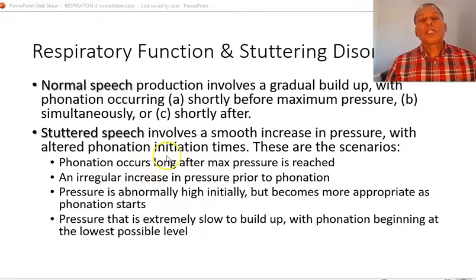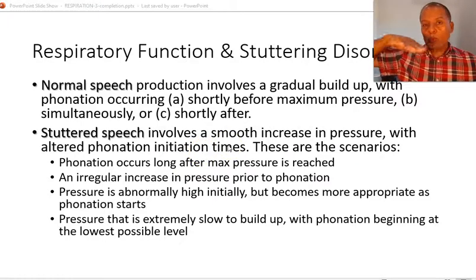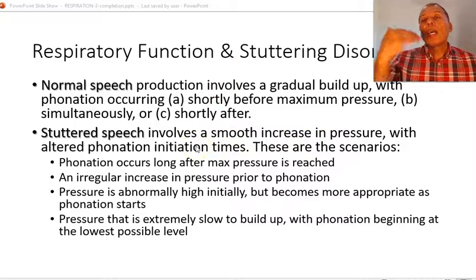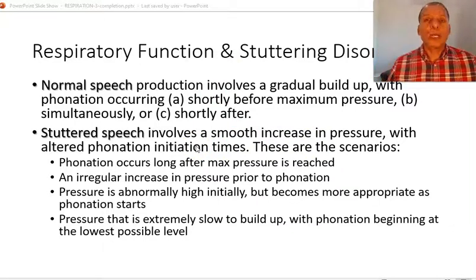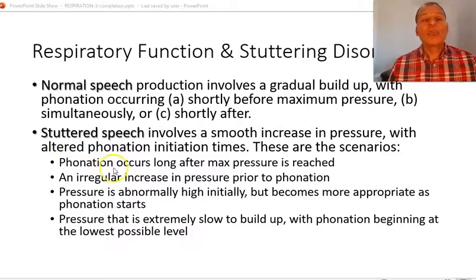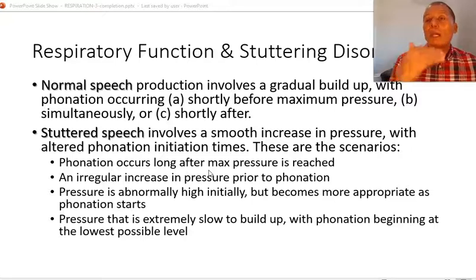In terms of stutter speech, there's a smooth build-up in terms of pressure, just like typical speech. However, the time for initiating phonation is not the same. So it is an altered initiation time. It will be altered in several different ways, depending on the patient, depending on the situation. So in some cases, the patient phonates long after the maximum pressure is reached.